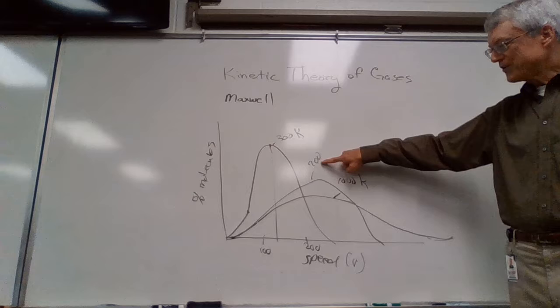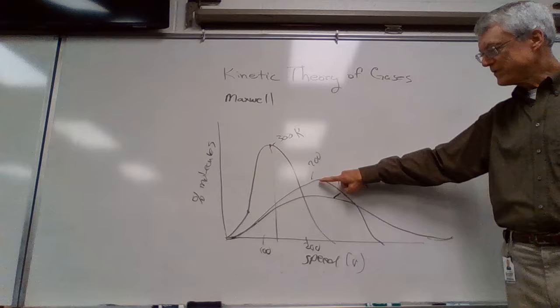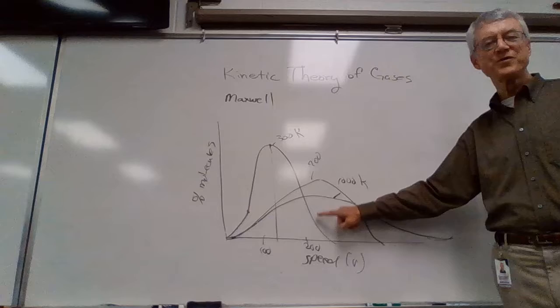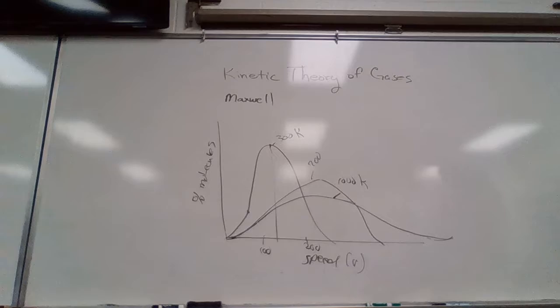Everything at 700 kelvins is not moving at the same speed, but you can look on the graph, if this was a real graph, and find the highest point and say, well, that's where most of the molecules have their speed. But there are some that are going really slow and some going really fast. That's the idea. Okay, that's all I'm going to say about that.